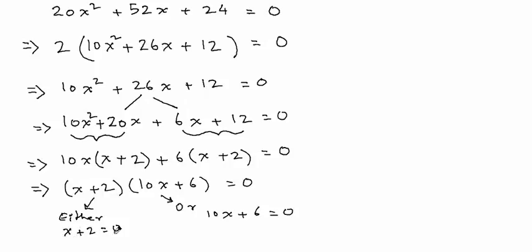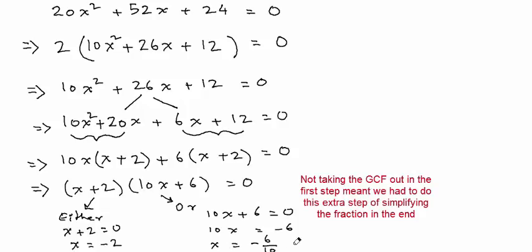When x plus 2 is equal to 0, we have x is equal to negative 2. And when 10x plus 6 is equal to 0, you take the 6 on the other side, you have 10x is equal to negative 6. You divide both sides by 10 and simplify that. You have x is equal to negative 6 over 10, which is equal to negative 3/5.